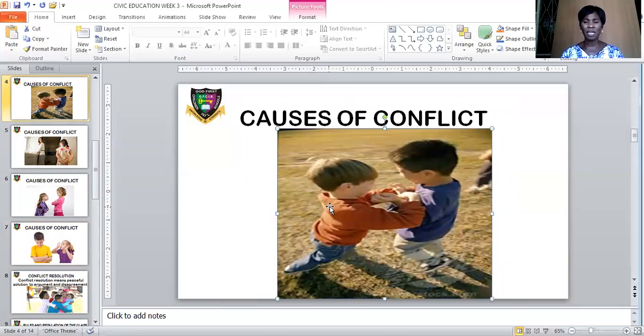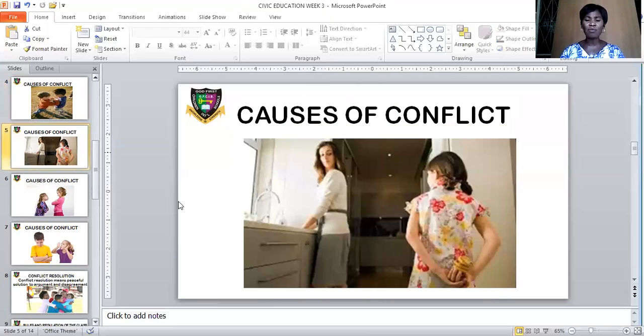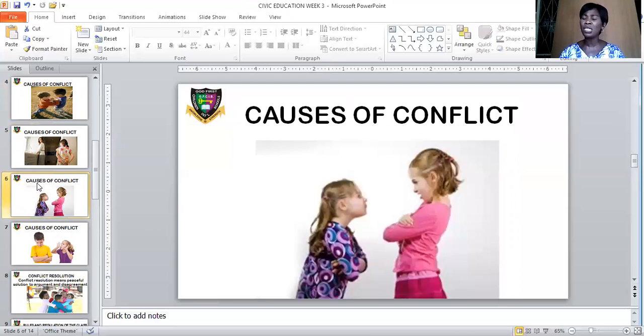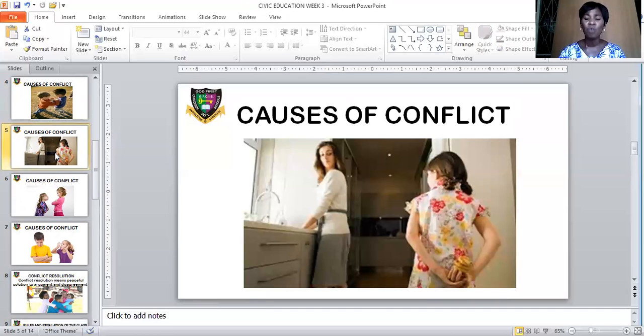You can see the picture of the boy. Yes, pushing each other, which is not good. Pushing each other is one of the causes of conflict. Another cause of conflict is stealing. Good. Stealing too is not good. It can lead to conflict.